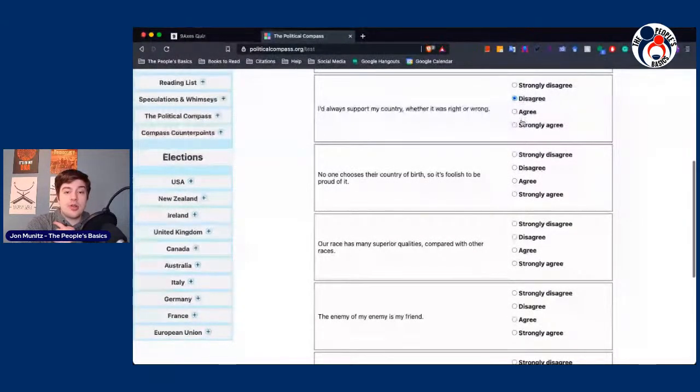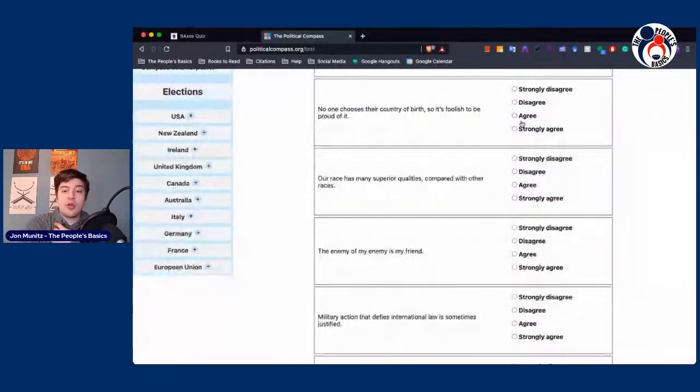Next one: no one chooses their country of birth, so it's foolish to be proud of it. We just talked about this. I think we have too much pride in it, but I don't want to say that it's foolish to have any pride in it. Because if you think about it, it is your past generations of ancestors who have contributed to this country. They are the ones who've built this up. If you are a first generation immigrant, your parents sacrificed to be able to come to this country because they knew that it could potentially provide a better life for their family and themselves.